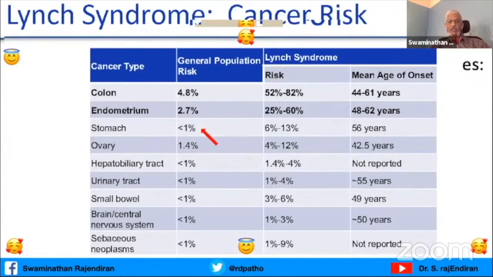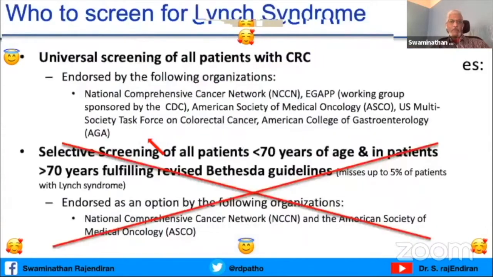Why do we have to know Lynch syndrome? Remember, I told you, in addition to colon cancer, they have risk of a lot of other cancers. For example, endometrium, stomach, ovary, hepatobiliary, urinary tract. There are other syndromes. So we have to screen the patient. You have to screen the family, not only for colorectal cancer, but also for other cancers. That's why Lynch syndrome is very, very important.